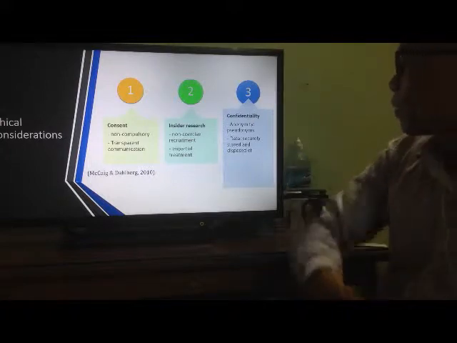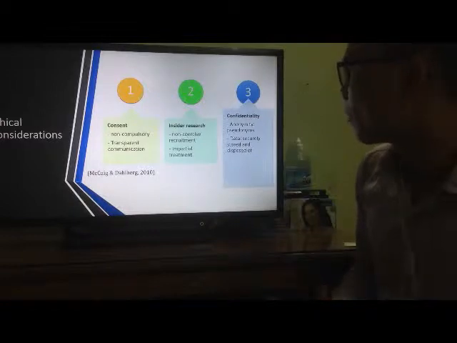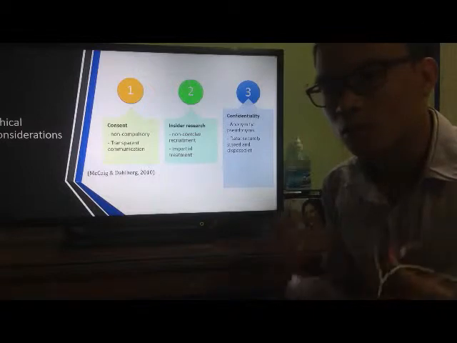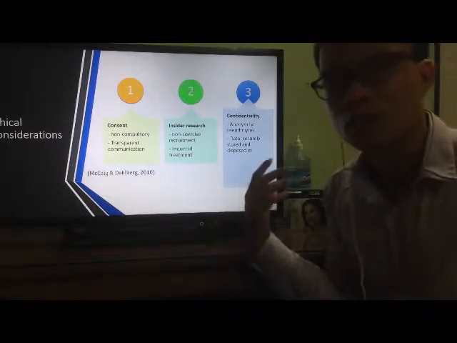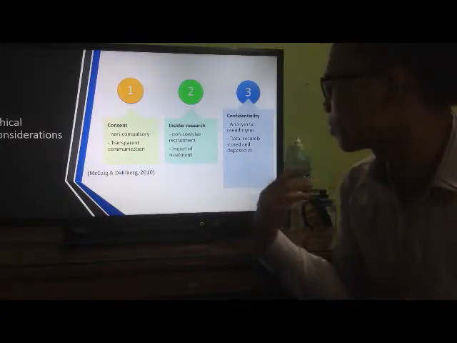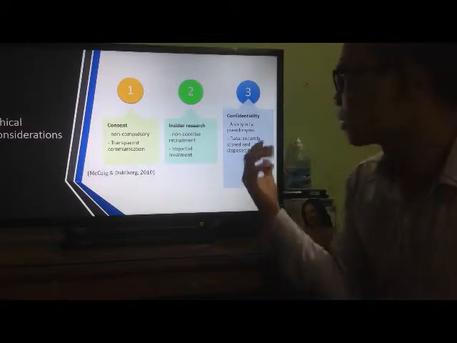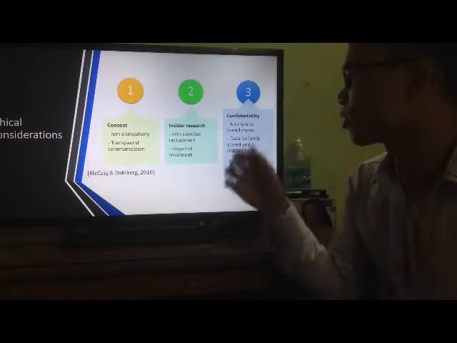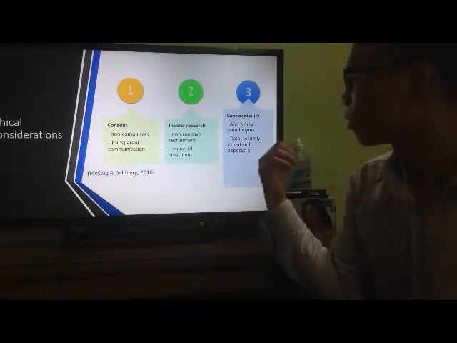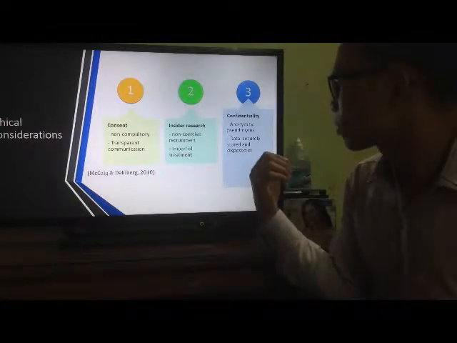And also there is the issue of confidentiality. From the researcher's perspective, it's very important to keep the information about the participants anonymous. So anonymity should be prioritized. I'm going to use pseudonyms to assign to the interviewees, and also the data collected from the participants will be securely stored and disposed of.